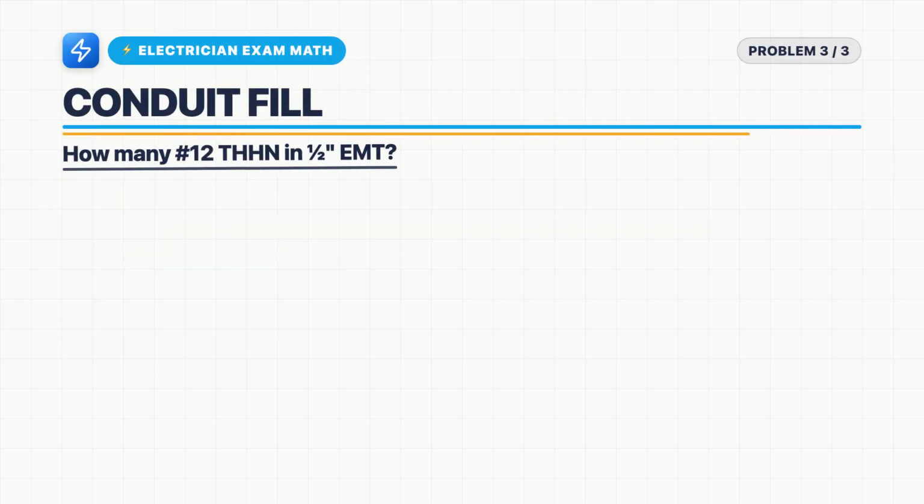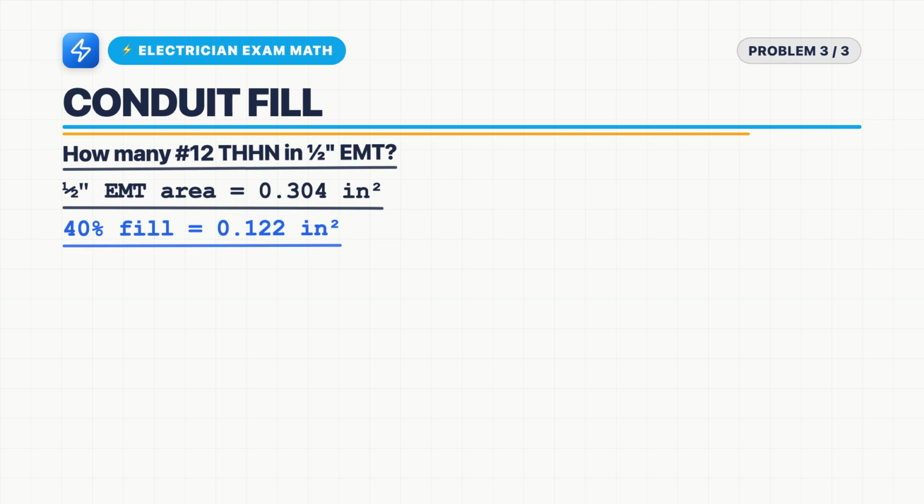Last one, how many number 12 THHN conductors fit in a half-inch EMT conduit? A half-inch EMT has an internal area of 0.304 square inches. For 3 or more wires, you are allowed 40% fill. That is 0.122 square inches.